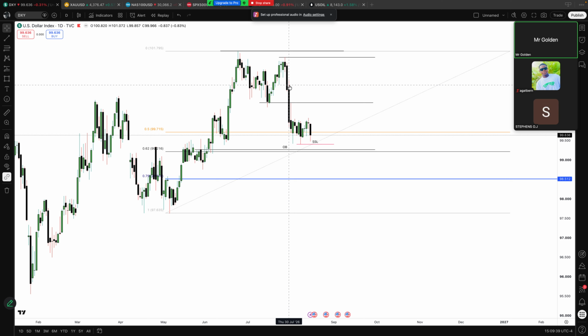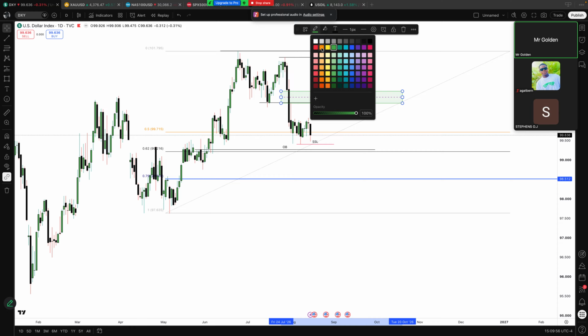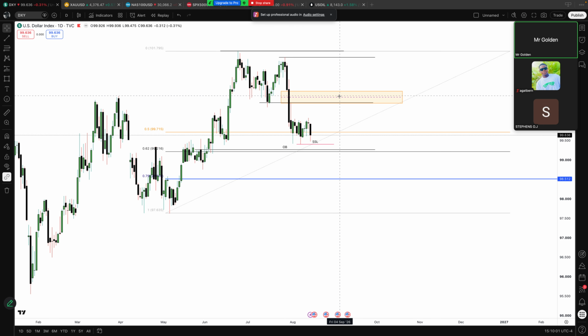before we see sales down. So I am watching out for this. Right. This is DXY, not green, this orange. I'm watching out for this. This is my mitigation block. Mitigation.